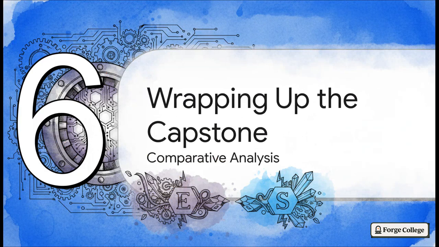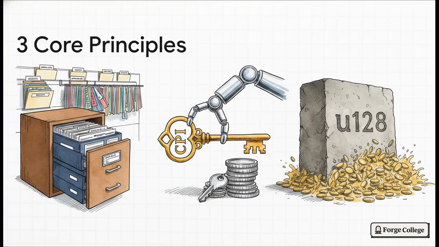Finally, Section 6, wrapping up the capstone. Comparative analysis. As you transition deeper into Solana development, I want you to take these 3 core architectural principles with you. Number 1, always use explicit account naming and keep your state as compact as possible. It just makes audits and testing so much easier. Number 2, lean heavily on PDAs as program authorities so you can safely execute those CPIs. And number 3, always use wider intermediate math types like U128 to protect your users from devastating overflow panics.